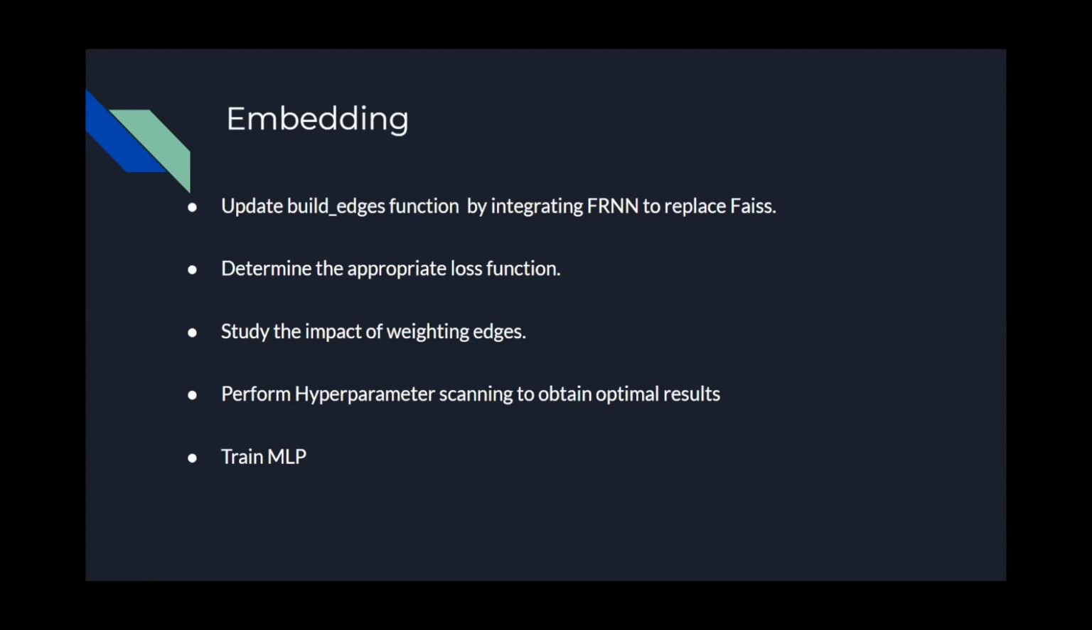So I'll move on to the embedding stage. This is a set of tasks that I performed in the embedding stage. One was to update the build edges function in the embedding pipeline. I will be explaining the build edges function soon. This was done by integrating the fixed radius nearest neighbors and replacing Facebook's FAISS library, FAISS algorithm, and then choosing the right loss function, studying the impact of weighting edges, performing hyperparameter scanning to obtain the optimal hyperparameters, and then using these hyperparameters to train the final MLP.